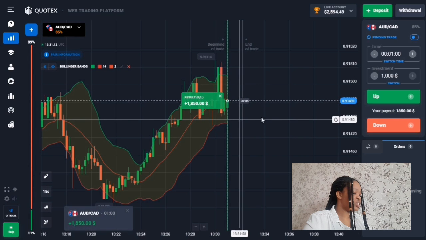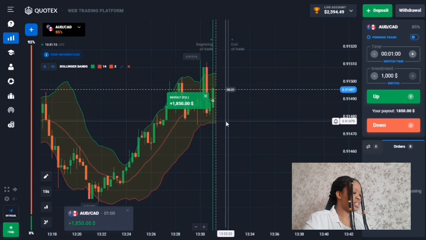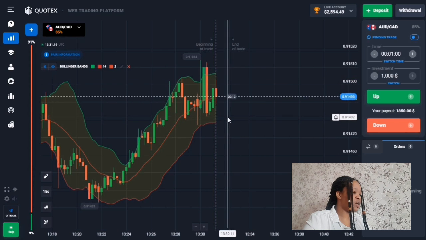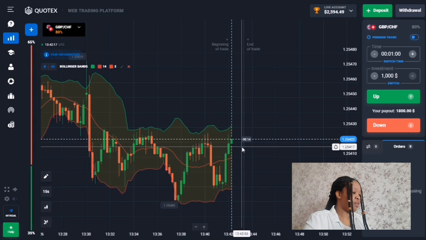So analyzing this trade, I can see that there was a rollback downwards and this trade is profitable again, and there was a very good impulse from the upper border of this indicator. So let me find another entry point.